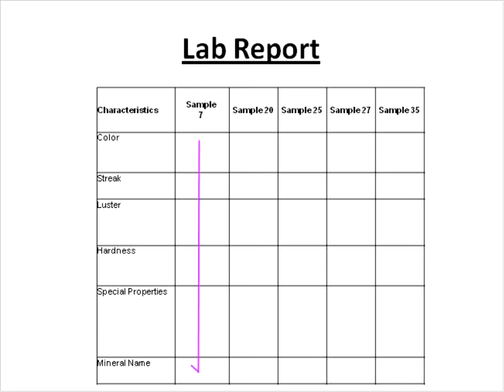Okay, so that's what you're going to put. So for sample 20, we did this one. We already did sample 7, so you should already have this filled in. For sample 20, you should have your color. I'm going to put red and black. My streak, I didn't have a streak, and that's all you put. You're not always going to have a streak, and that tells us as much information as a streak with color would. Okay, so you're just going to put no streak. All right.